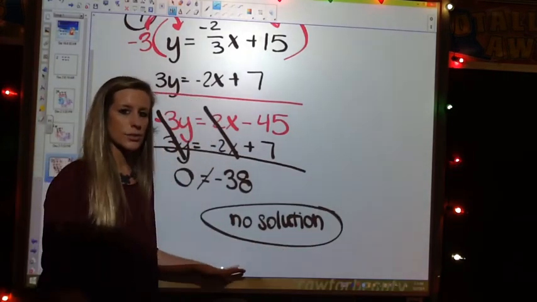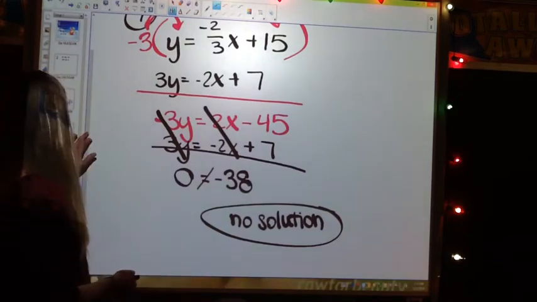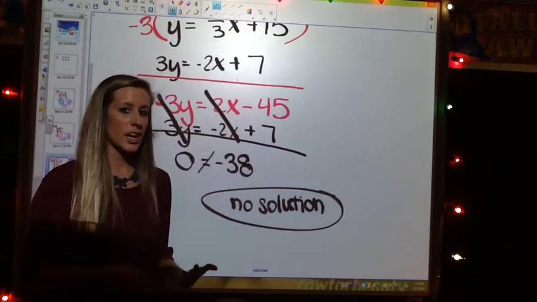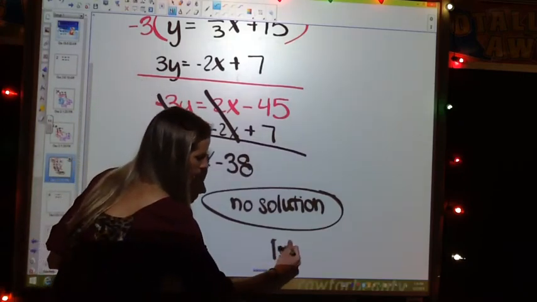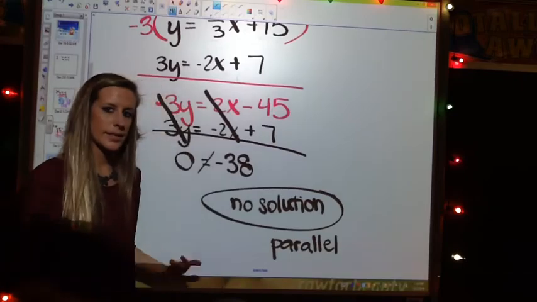If you have no solution, that means they don't intersect at all. So the only possible way two lines are not going to intersect is if they're parallel. So we're talking about two parallel lines here.